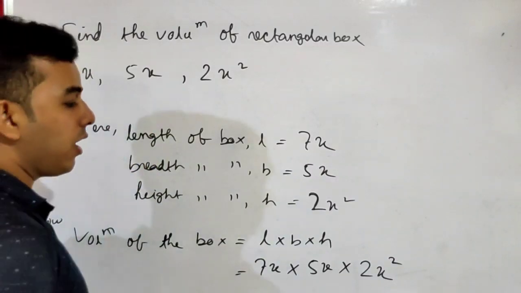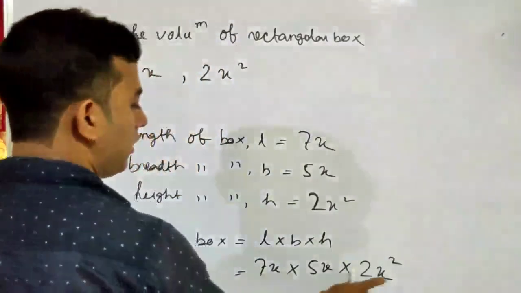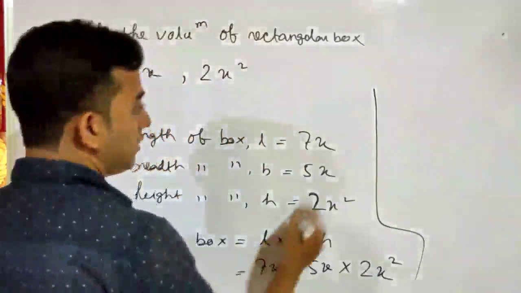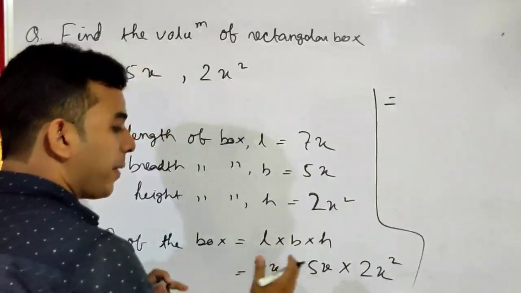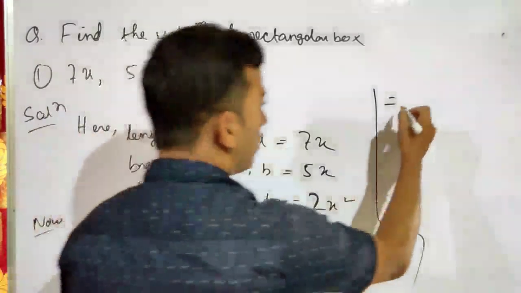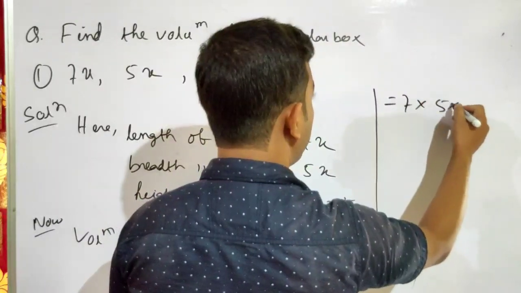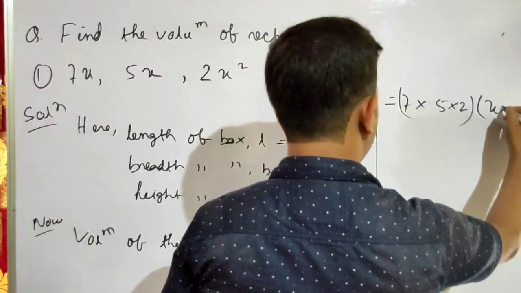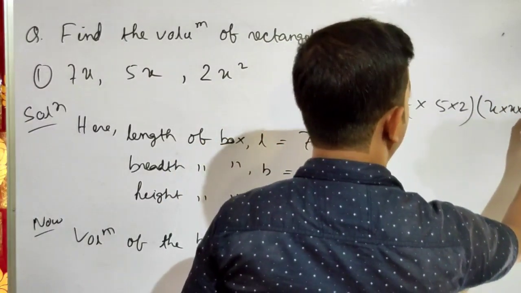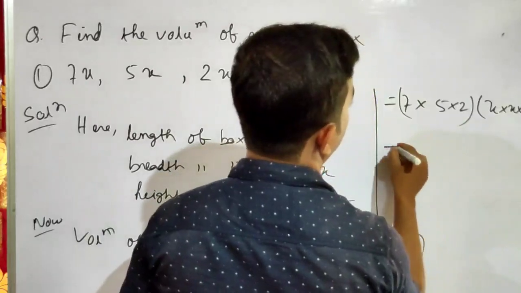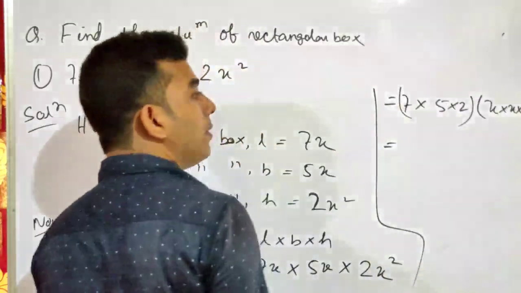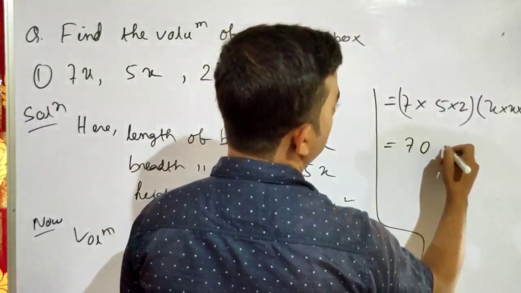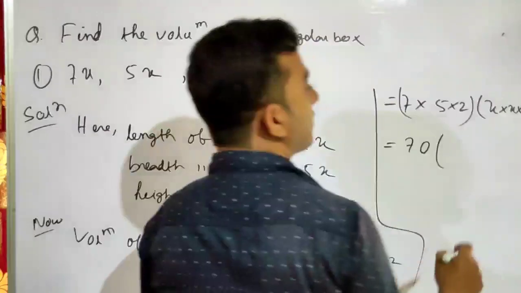Clear? Now we'll use the concepts of exponents and powers. First, let's separate the coefficients and the variables. So this one is 7 into 5 into 2, and what is left is x into x into x square. Clear? So 7 into 5 is how much? 5 into 2 is 10. Then 7 into 10 is what? 70. Then in the bracket, x into x means what?